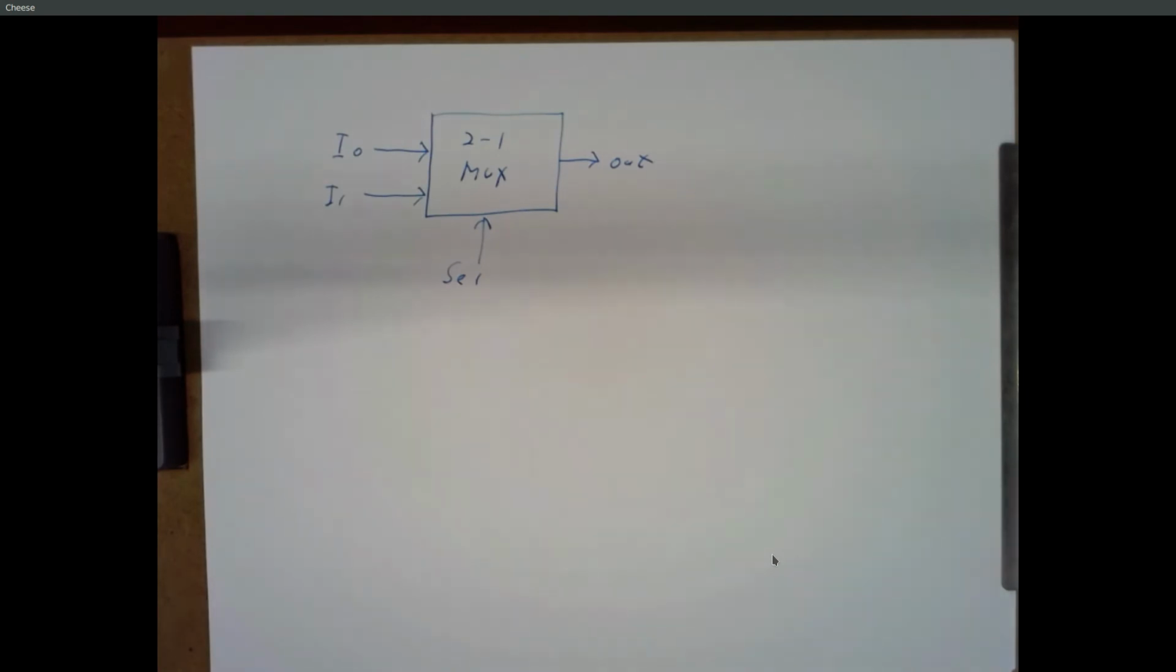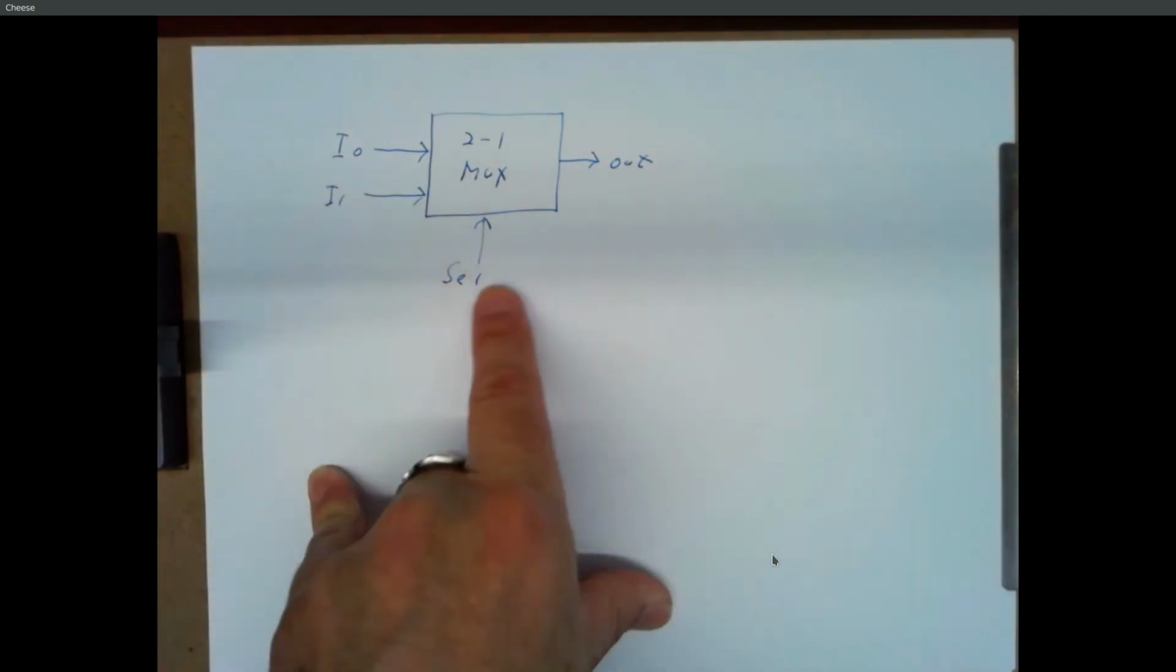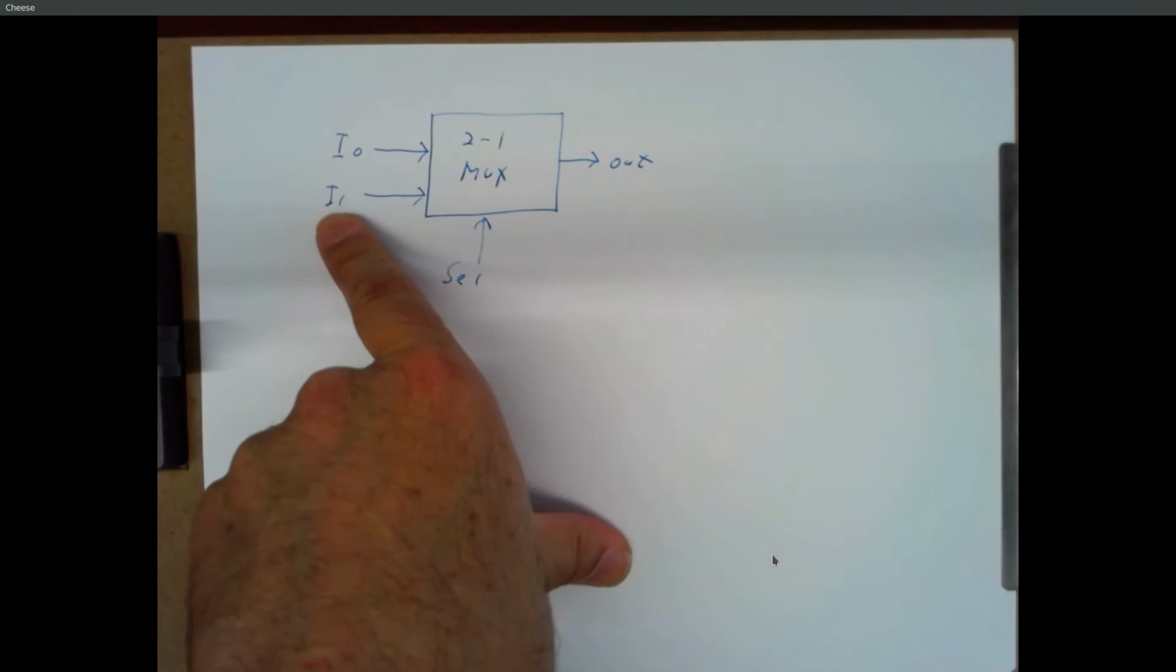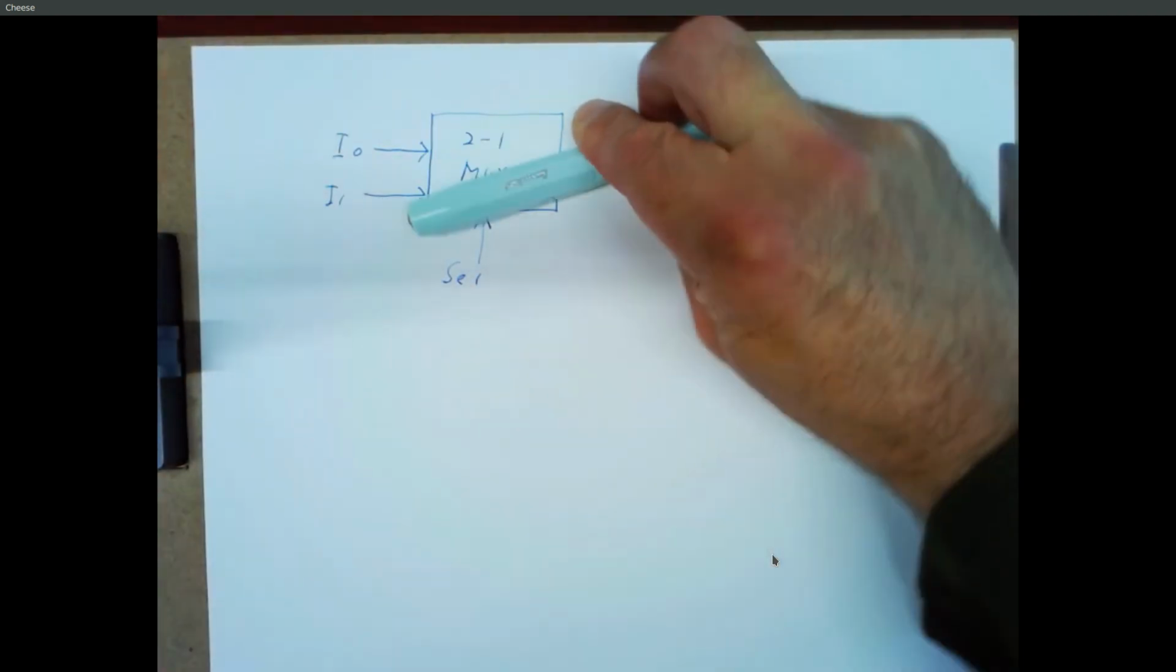So remember what a multiplexer does? Selects an input. If select is 0, it's going to take I0 and send that to the output. If select is 1, it's going to take I1 and send it to the output. So it's a steering network. It basically chooses which of these inputs to send to the output.